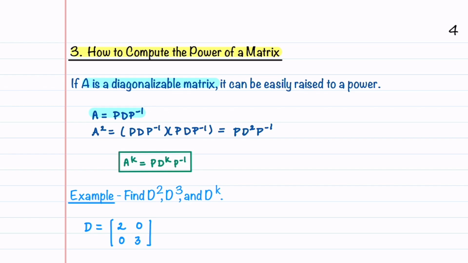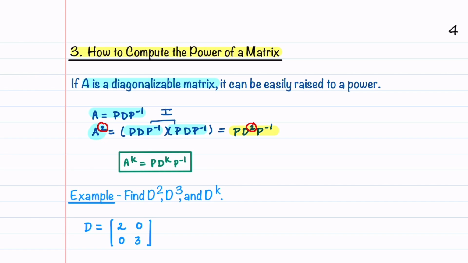And I'm going to show you what A squared looks like. A squared is going to be PD P inverse times PD P inverse. And we can combine this because P inverse times P is our identity matrix. And we end up with just P D squared P inverse. So when we compute A squared, all we have to do is square our diagonal matrix.